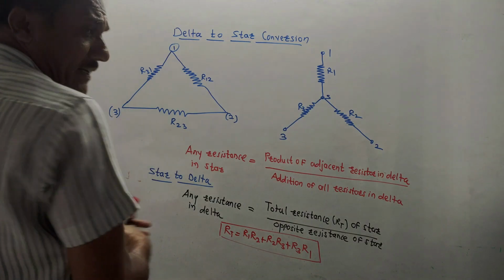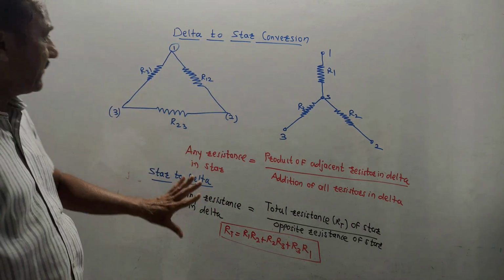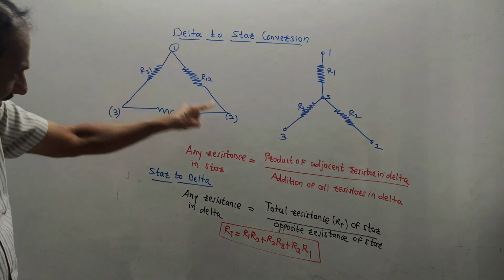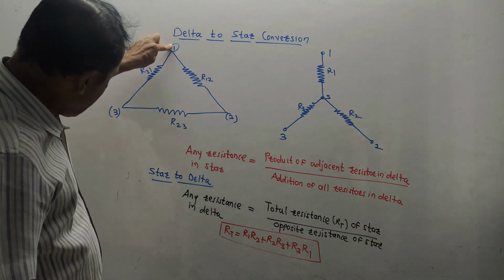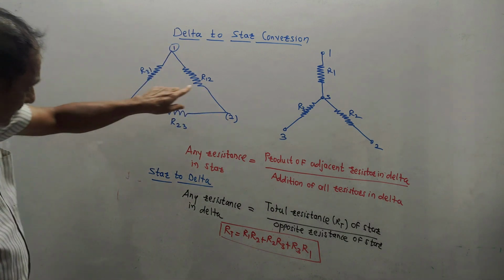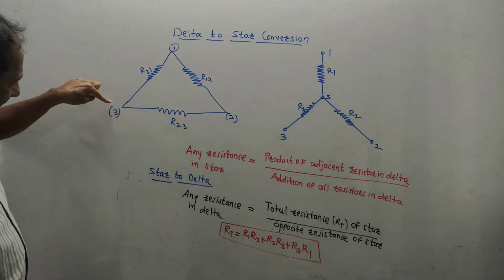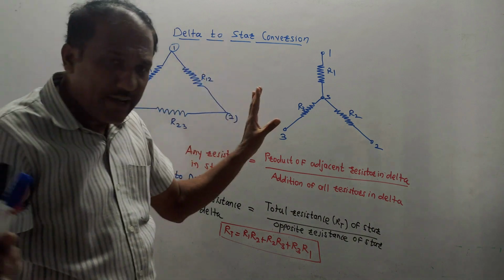The next important part from this unit is delta to star and star to delta conversion. First of all, try to understand what a delta network is. Delta network is like a triangle. Do remember these notations. These terminals are 1, 2, 3. Resistance between 1 and 2 is R12, between 2 and 3 is R23, between 3 and 1 is R31. Strictly follow this sequence so that there won't be any confusion.